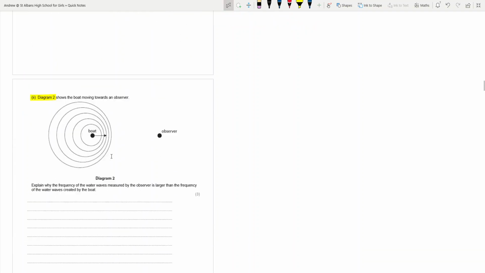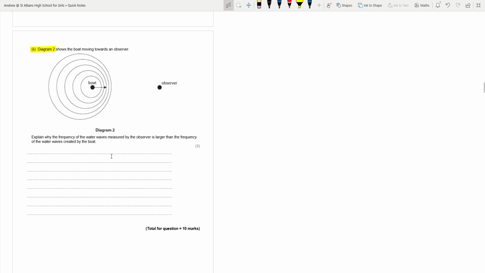We then have the Doppler effect question, which if you say nothing in this, it's credit worthy, but you just mention the Doppler effect. If you just say Doppler, you get 1 mark here. Okay, but it's a self-contained mark. If nothing else you say is credit worthy, you can get 1 mark for getting Doppler effect. Explain why the frequency of the water waves measured by the observer is larger than the frequency of the water waves created by the boat.